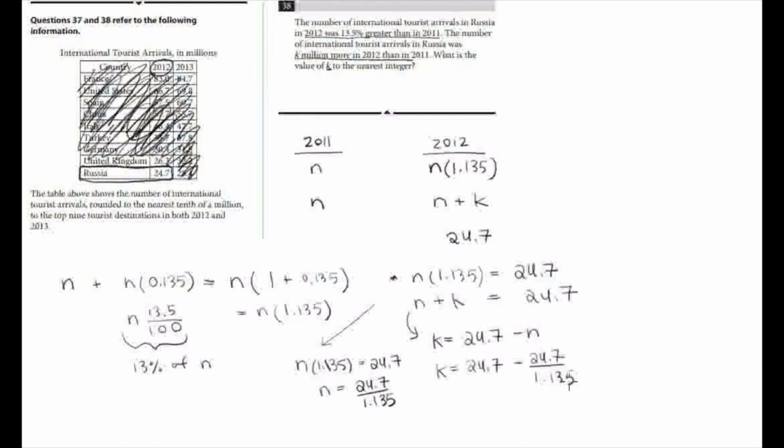So let's calculate that real quick. This is going to be 24.7 minus 21.76, and this is going to be pretty close to 3. We want k to the nearest integer, so our answer for k is simply going to be 3. So in the end, k is indeed equal to 3.